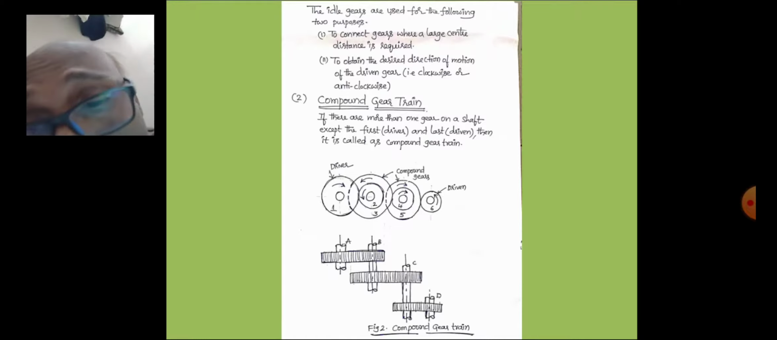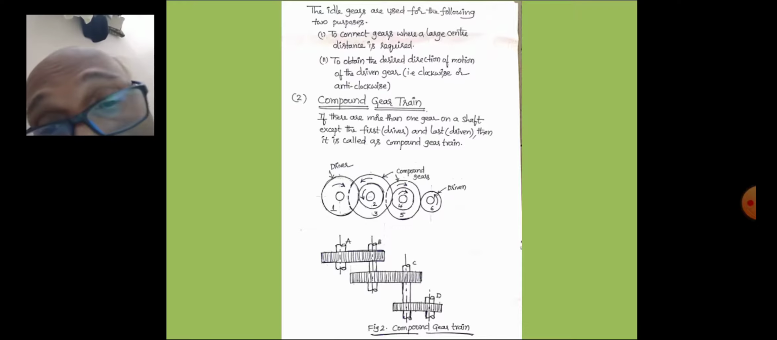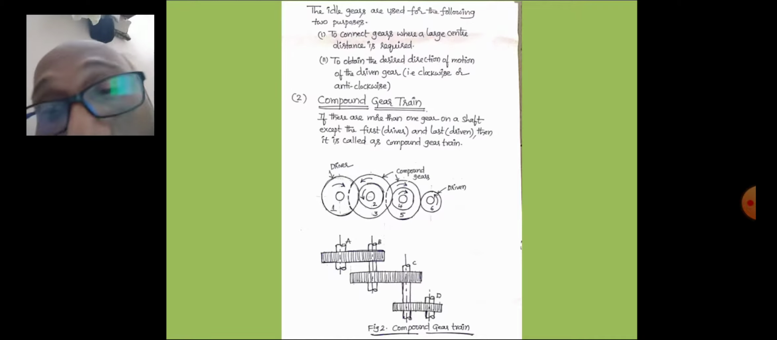But you see, the first shaft is supporting only one gear, that is gear 1. Gear 1 is mounted on shaft A, whereas gear 6 is the only one mounted on a separate shaft, that is shaft D. But in between gear 1 and gear 6, which are the driver and driven, there are two sets of gears, that is gear 2 and gear 3. Gear 2 and gear 3 both are mounted on only one shaft, that is shaft B. And gear 4 and gear 5 both are mounted on shaft C.